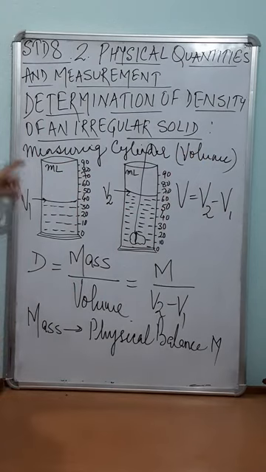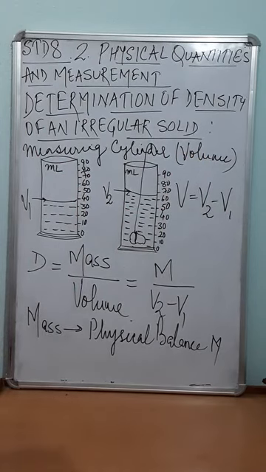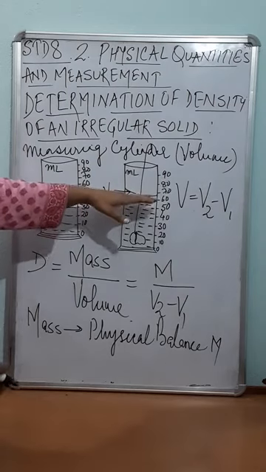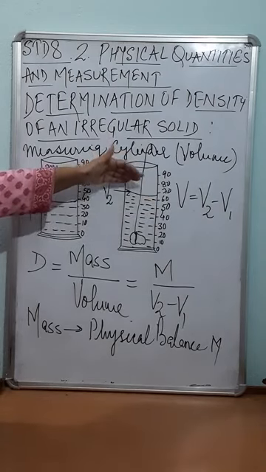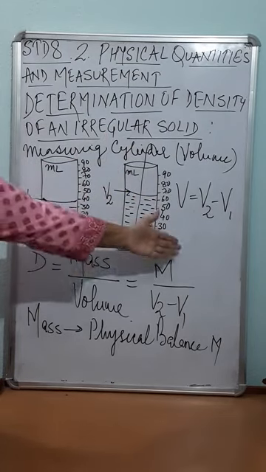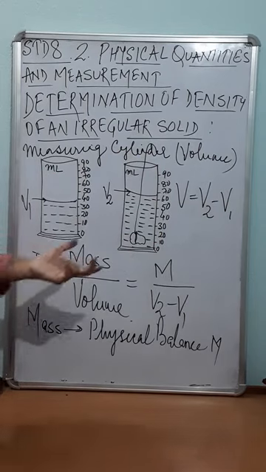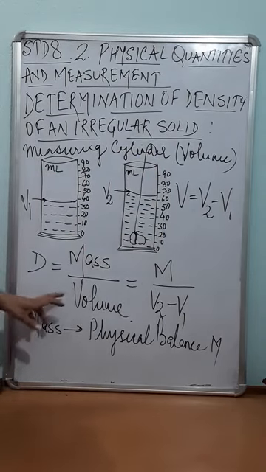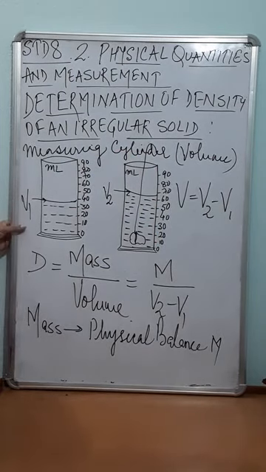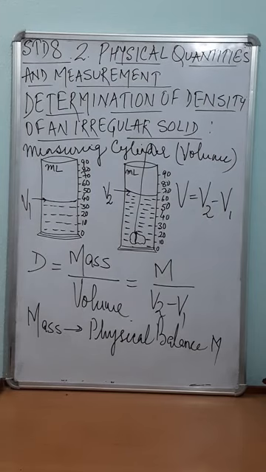In place of the measuring cylinder, you can also use a Eureka can, and we can find out the volume by the same method. Whatever extra water rises up when the irregular solid is immersed is collected into another beaker, and the volume of that water gives the volume of the stone. So that could also be used. Otherwise, with the help of a measuring cylinder, you can find out the volume and hence its density.